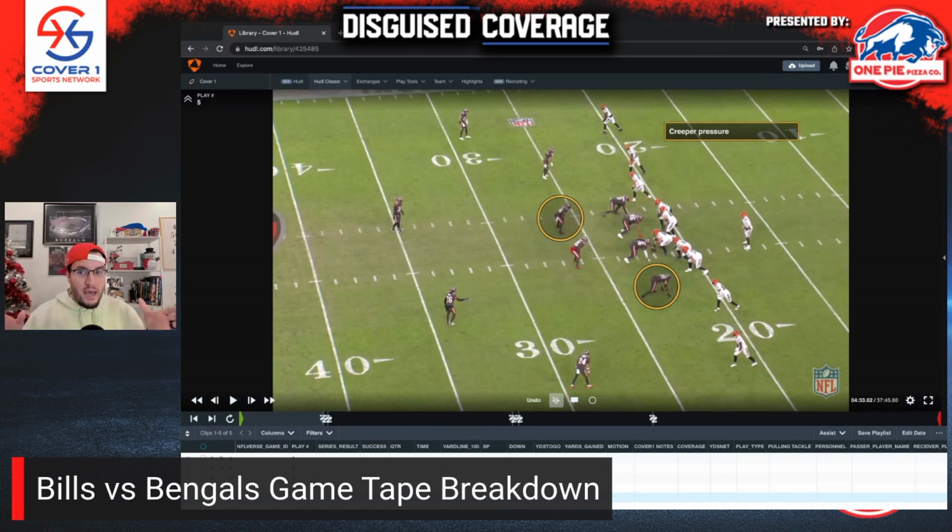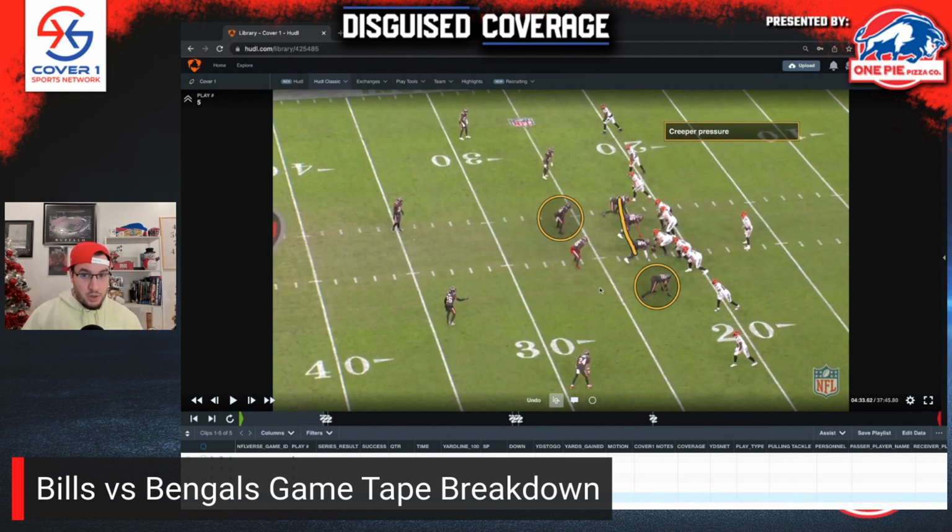Boom. Okay. And then the difference between a simulated pressure and a creeper is you show the pressure look before the snap. A creeper, you don't. So this one's a creeper because Levante David is going to blitz here, number 54, and the edge player here is going to drop out. So that's why it's a creeper pressure. You're still rushing four. You're going to rush these three plus Levante David back here. So you still have a four-man rush, but you're going to drop that edge off.